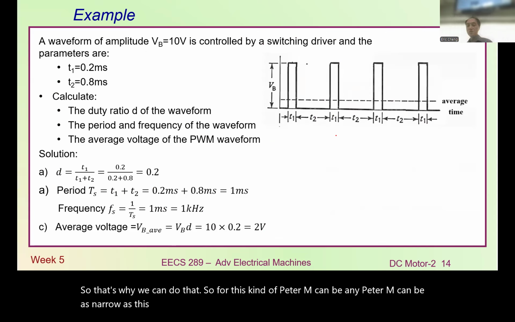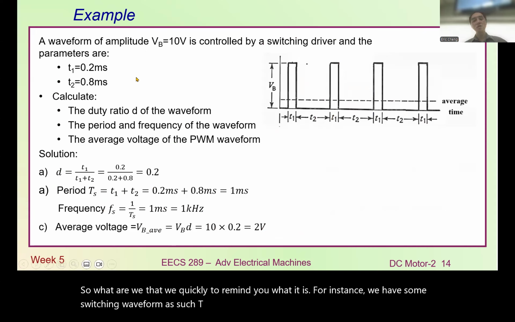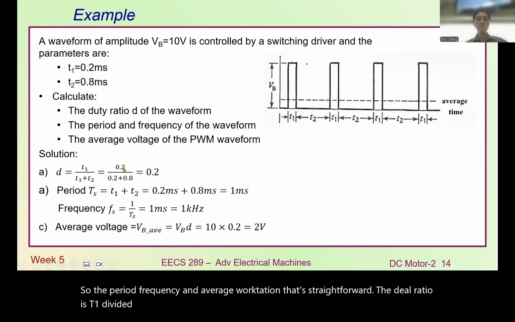Although you know that, we quickly remind you what it is. For instance, we have some switching waveform as such, T1, T2, T1 0.2 ms, T2 0.8 ms. We are asking the duty ratio, the period, frequency, and the average voltage. That's straightforward. The duty ratio is T1 divided by total time, equal to 0.2 divided by (0.2 plus 0.8), equal to 0.2, 20% duty ratio.